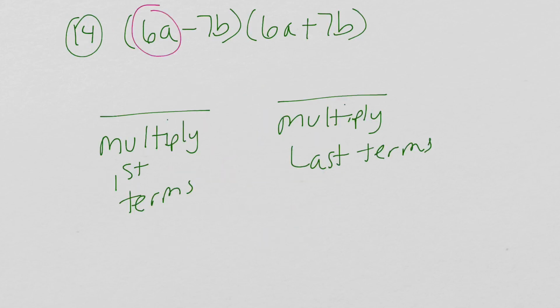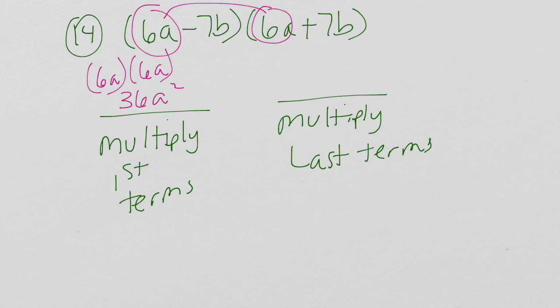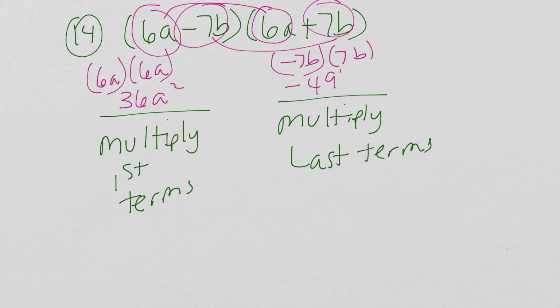Again, if I take my first terms and multiply 6a times 6a, it's going to give me 36a squared. Take the last terms, multiply negative 7b times 7b, gives me negative 49b squared. So I have 36a squared minus 49b squared. And that's how you do your shortcut.